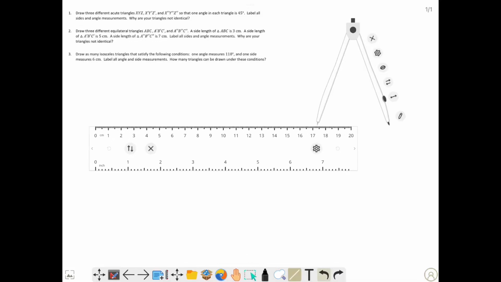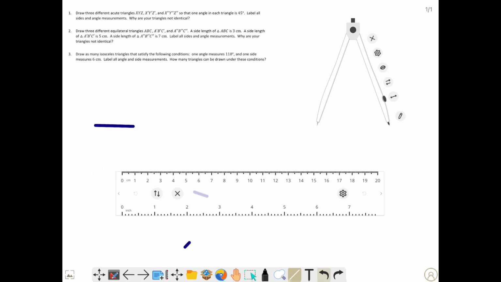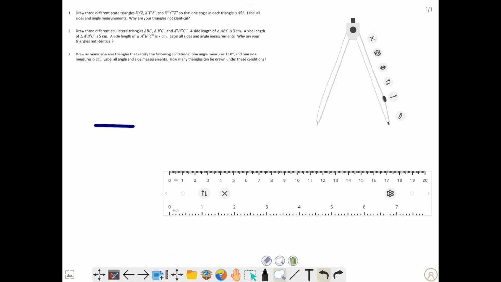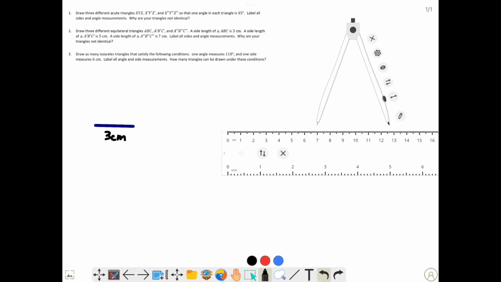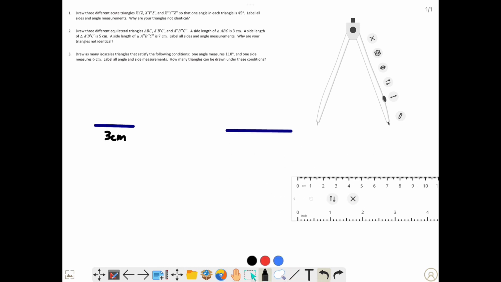Draw 3 different equilateral triangles. A side length of ABC is 3 centimeters long. The side length of A prime, B prime, C prime is 5 centimeters. And the length of A double prime, B double prime, C double prime is 7 centimeters. Label all sides and angle measurements and then answer the question, why are your triangles not identical?